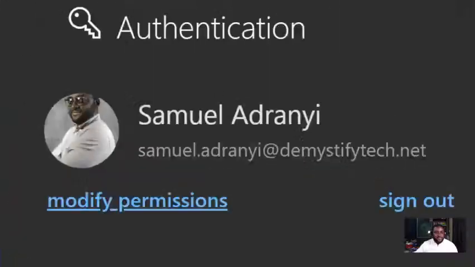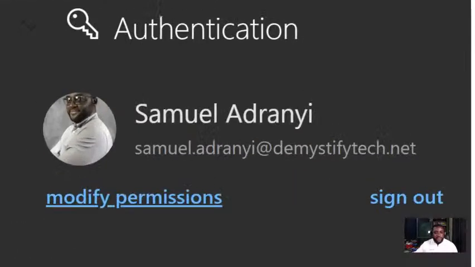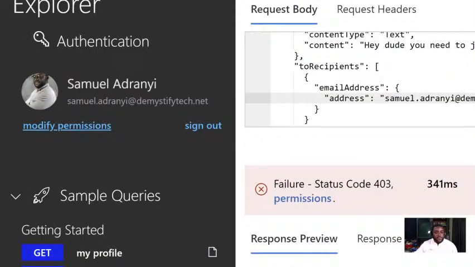You can see this. It's too much right here. Yep, yep. So under my name, under my info here, see this modify permissions. All right. Now with modify permissions, this is where I can go and change the permissions that are associated with me.